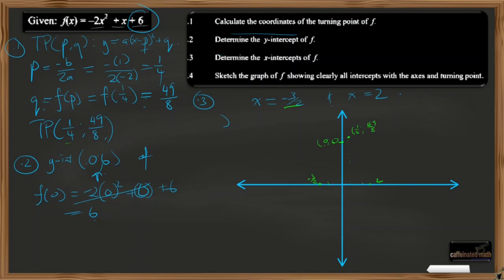And as we can see, because our a value is negative, we need a frowny shape, and that is provided by just carefully going through all our points. So it goes that way, and that goes that way. Can't do better than that.